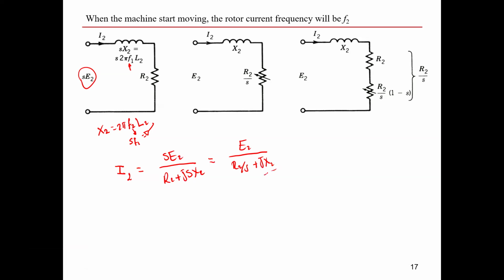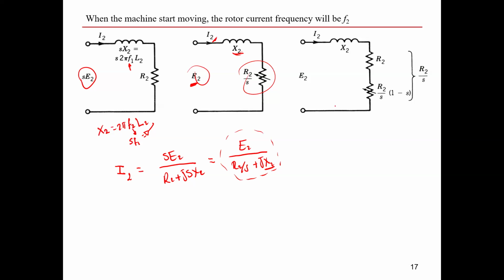So from this relation, we can say that we have an induced voltage source. This is the induced voltage source. This is the reactance X2. And a variable resistance R2 divided by S. So this is the R2 divided by S. So we just modified the shape of the equivalent circuit, but still this is the same volt and the same current. But we made the circuit as a function of the slip, the resistance as a function of the slip.